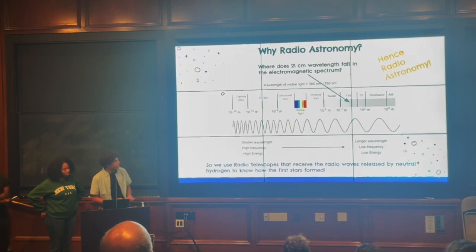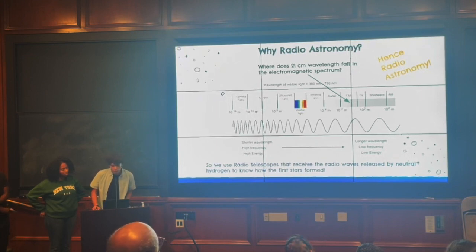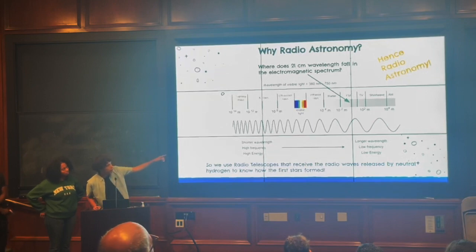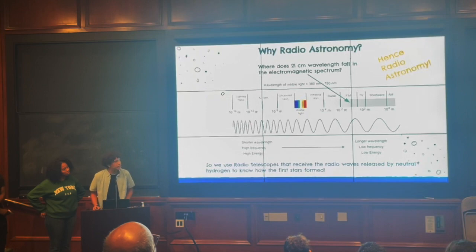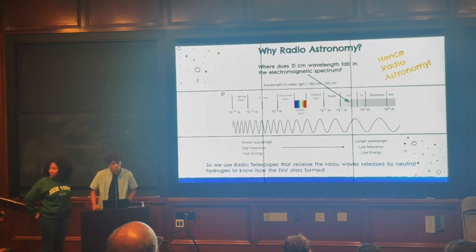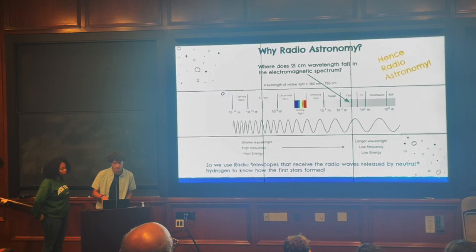In the middle right there is a rainbow. That is what we're able to see with an optical telescope. And the 21 centimeter wavelength from the hydrogen is right up where the arrow is pointed, at FM. As you can see, that isn't what we can see optically, so we can't use an optical telescope. Then we have to rely on the wavelengths in order to receive and know the information of that time.